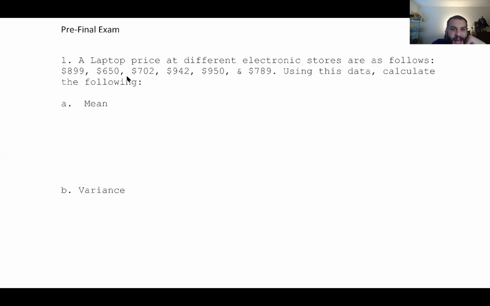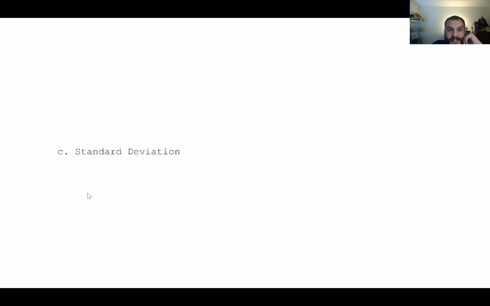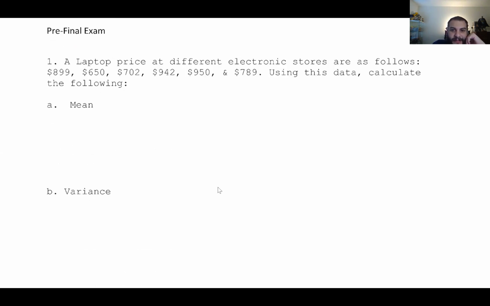So for this one, it says a laptop price at different electronics stores are as follows: $899, $640, $702, $942, $950, $789. Using this data, calculate the following: the mean, the variance, and standard deviation. All right, so if you look at the prompt, it doesn't say anything about showing your work. So we're going to jump right into ClassCalc.